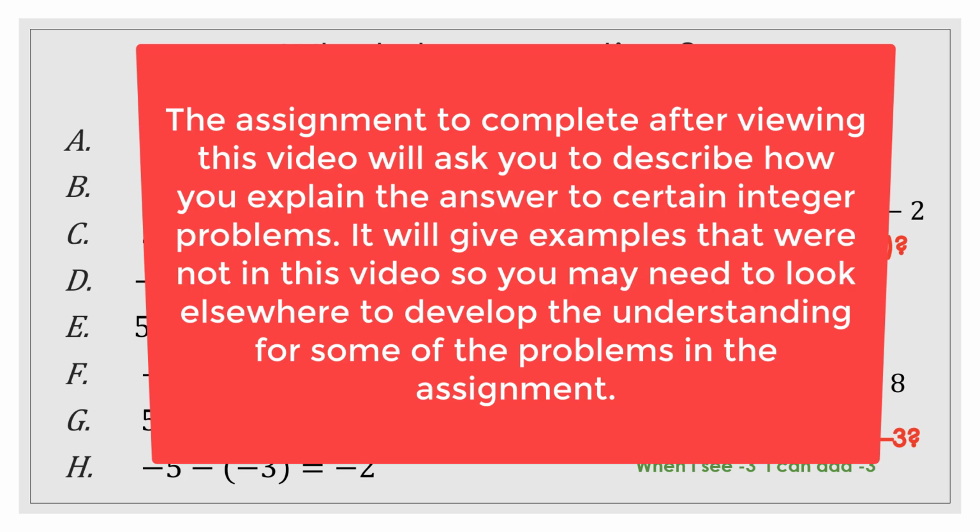Sometimes just even talking it out loud to yourself, like reading the problem instead of just looking at 5 plus negative 3, might not make as much sense as if you talk to yourself and you say 5 plus negative 3. Okay, that's like going up 5 and down 3. And even saying that out loud to yourself can be helpful. There is an assignment that goes with this, where I'm going to ask you to do some of this thinking and come up with some sort of explanation for a couple of problems.